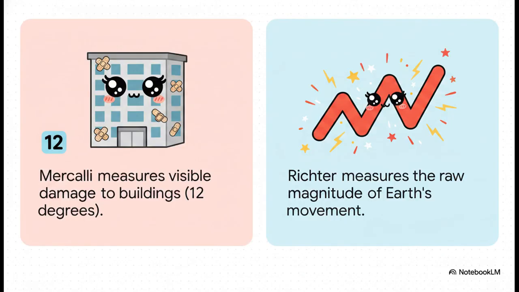Once we capture the waves, we have to grade the earthquake's strength. And we use 2 very different scales to do this. The Mercalli scale, or MCS, has 12 degrees and measures the visual, physical damage caused to buildings and people.